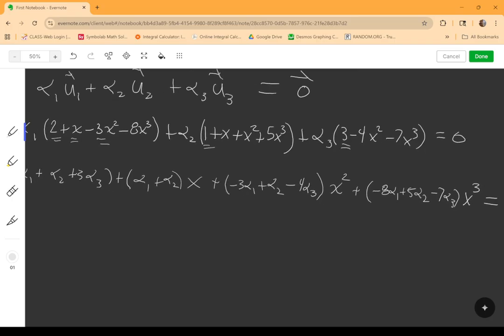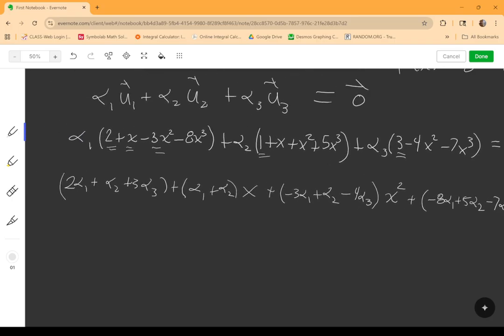Okay, now from here we don't worry about the x. X is a variable. Sure, we can find values of x that will make this 0, but that's not what we're after. X can be any real number. It's a polynomial. What I have control over here are the coefficients. So my linear system will be 2 alpha 1 plus alpha 2 plus 3 alpha 3 equals 0.